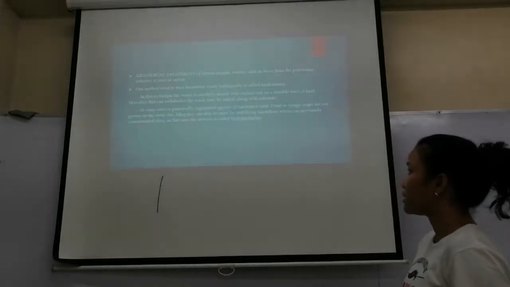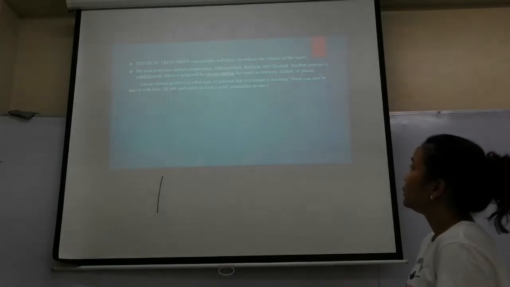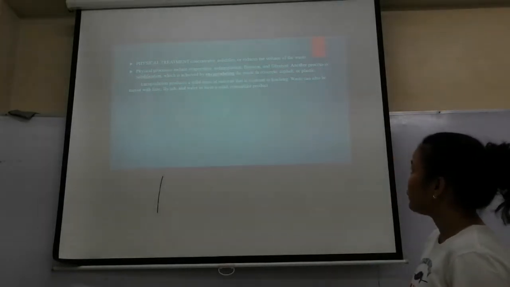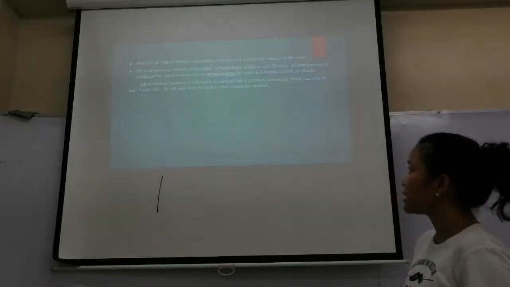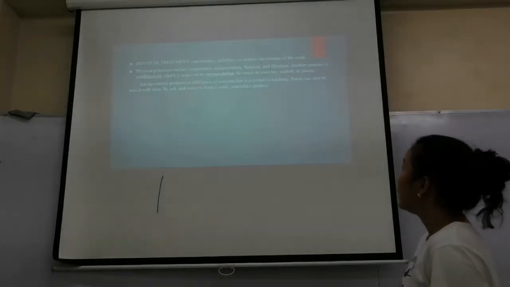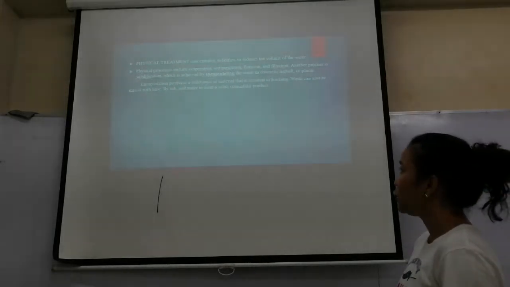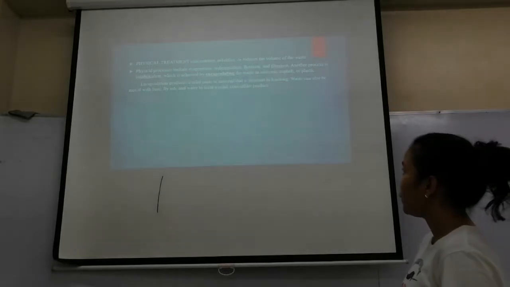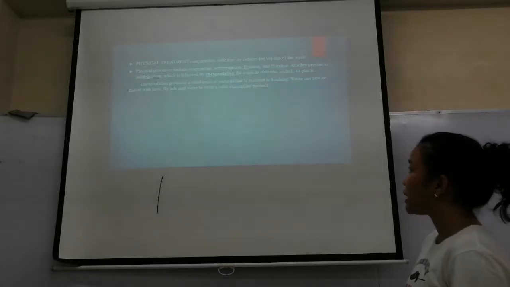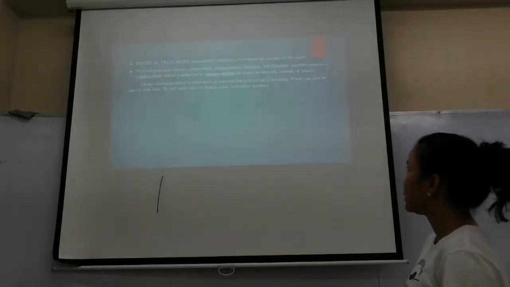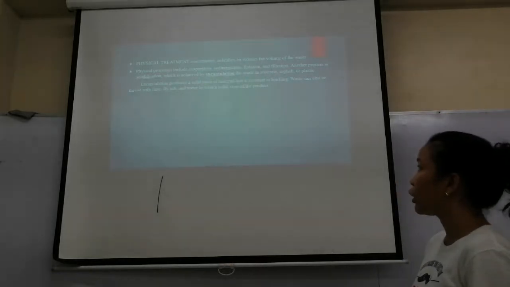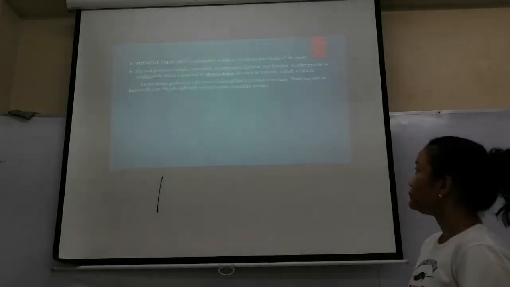That process is called bioremediation. Physical treatment concentrates, solidifies, or reduces the volume of the waste. Physical processes include evaporation, sedimentation, flotation, and filtration. Another process is solidification, which is achieved by encapsulating the waste in concrete, asphalt, or plastic. Encapsulation produces a solid mass of material that is resistant to leaching. Waste can also be mixed with lime, fly ash, and water to form a solid cement lime product.